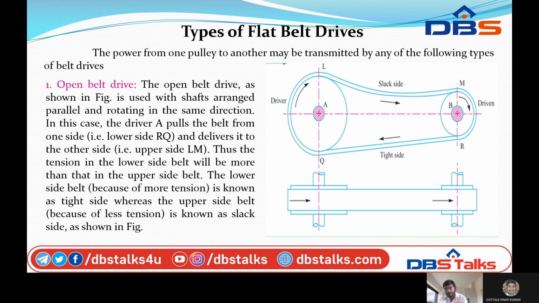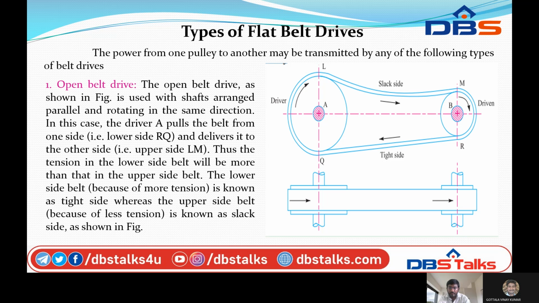As shown in the figure, you can see driver A and driven B. The large pulley is always the driver and the small pulley is always the driven. The two pulleys are arranged in a horizontal line and rotate in parallel in the same direction. So the lower side is RQ and the upper side is LM.